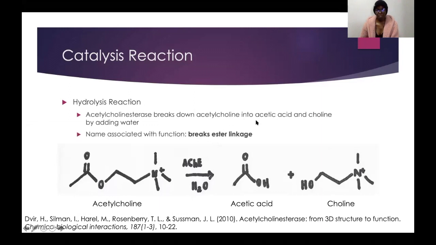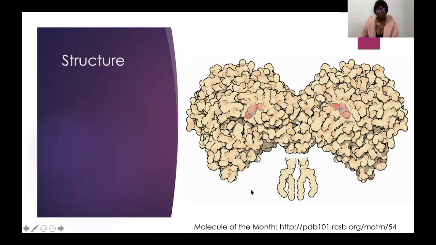Its name is attributed to its function, sorry, because acetylcholinesterase actually breaks the ester linkage within the acetylcholine molecule, which causes the formation of these two products. So with respect to structure, we have an acetylcholinesterase molecule over here, and it basically consists of 4 subunits, just that one is being blocked by the other. So we have 1, 2 here, 3, and 4 here. Each of the subunits has 2 different binding sites.